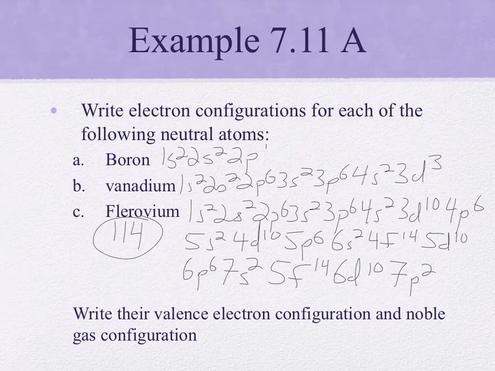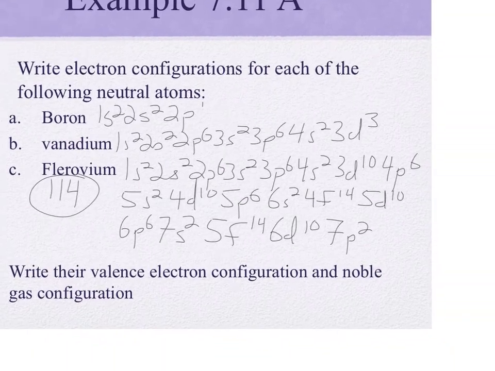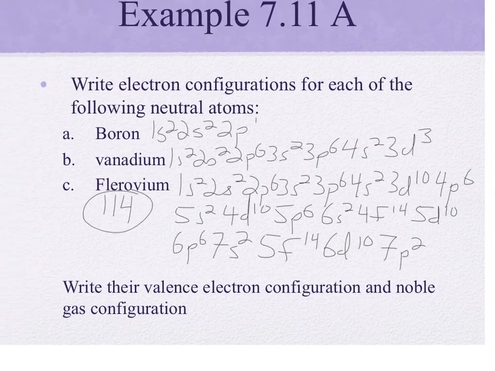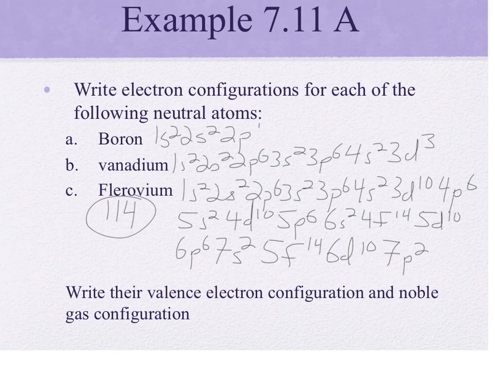Now this also says, write their noble gas configurations. Okay? The noble gas configuration is a shortcut. So it takes the noble gas that it's closest to and simplifies this, because let's be honest, that's kind of a pain to write all that, especially for the big ones. So boron has a similar electron configuration to helium plus some extras. So we find helium there and we kind of block it off. Vanadium has a similar electron configuration to argon. So this first part here is argon.